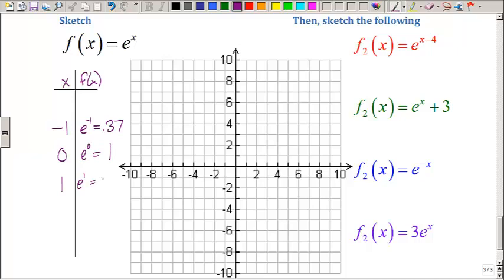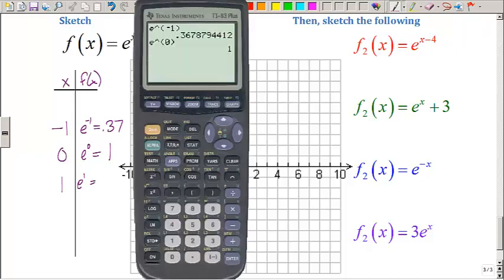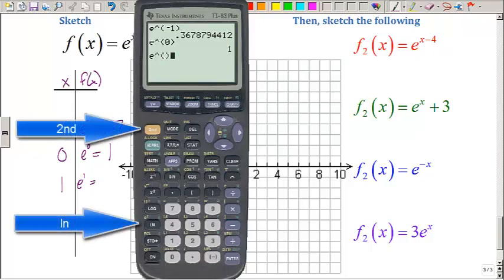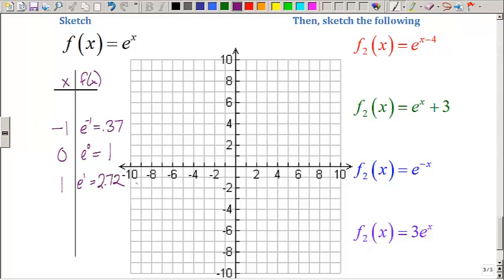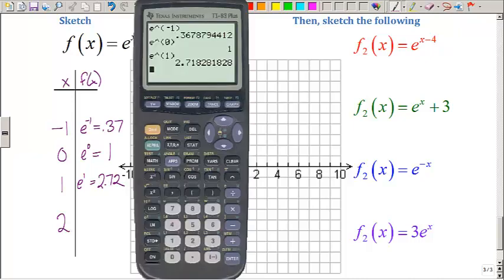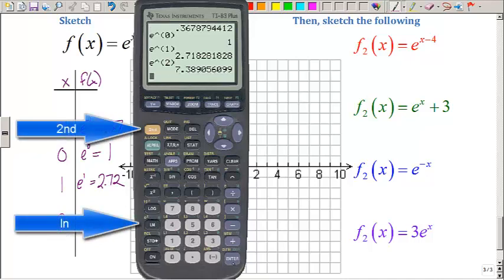And e to the 1 is just the decimal approximation, but we're going to go ahead and practice this one more time. If I hit the second button, the ln button, positive 1, e to the 1 is equal to 2.71828. And your calculator has this e number programmed into it, so you don't ever have to memorize it. You can just always open up your calculator and use that. 2.72. Now this is probably enough, but we're going to go ahead and just use one more, just because we do have our calculators handy. I'm going to go ahead and try e to the 2, so I get a more accurate graph. That's going to be 7.39.